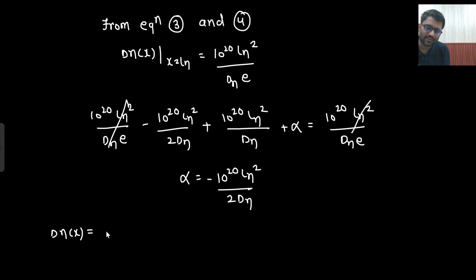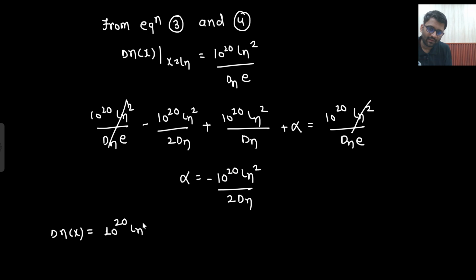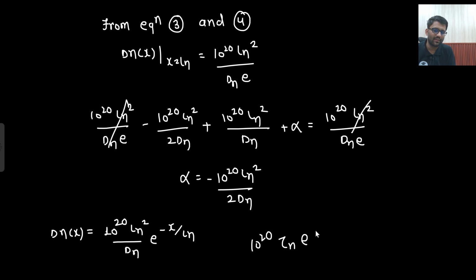So the delta n(x) expression you are getting is 10^20 Ln²/DN e^(-x/Ln). According to a lot of people, or every single person who has given the solution, this was the answer, right? In place of Ln²/DN, they have simply put 2n. So according to them, this was the expression of delta n(x) between 0 to Ln, which is absolutely wrong.